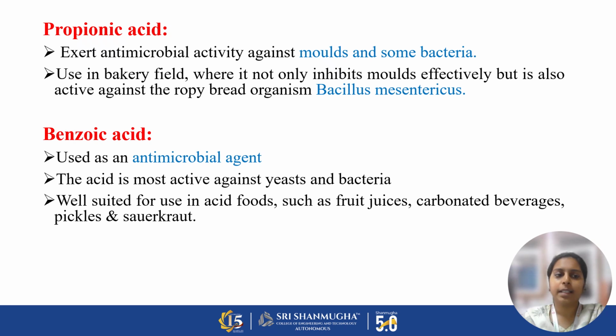Next is propionic acid. It also exerts antimicrobial activity against mold and some species of bacteria. It is highly used in bakery products. It not only inhibits mold, it is also effective against the ropey bread organism, which highly occurs in bread. The organism is Bacillus mesentericus.